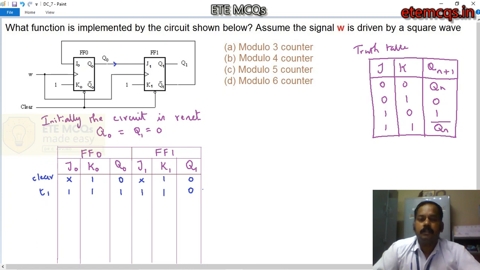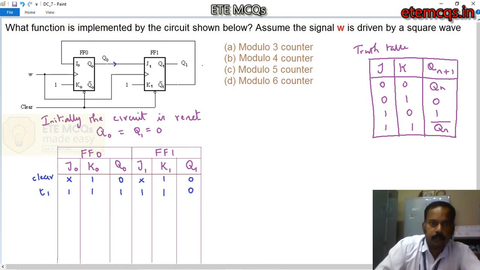Q1 remains 0. Now, when Q1 is 0, you will have Q1 bar equal to 1. So again, during the second trigger, you have J0 as 1 and K0 as 1. So again, the present state toggles. When this toggles, 1 becomes 0.